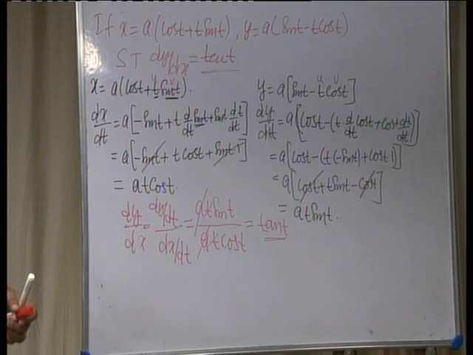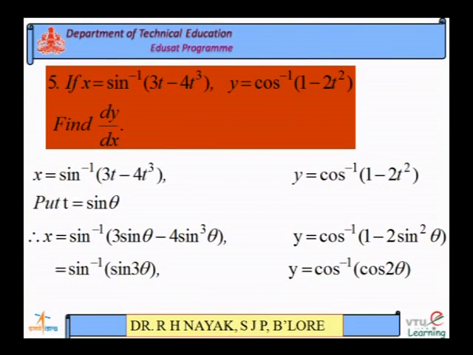You can take another example. I am taking a little bit different problem. If x is equal to sin inverse of 3t minus 4t cube, and y is equal to cos inverse of 1 minus 2t square, we have to find dy by dx.